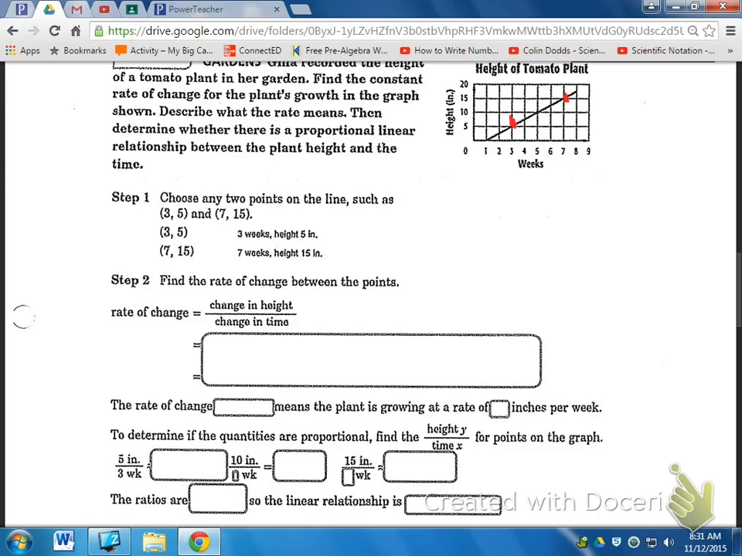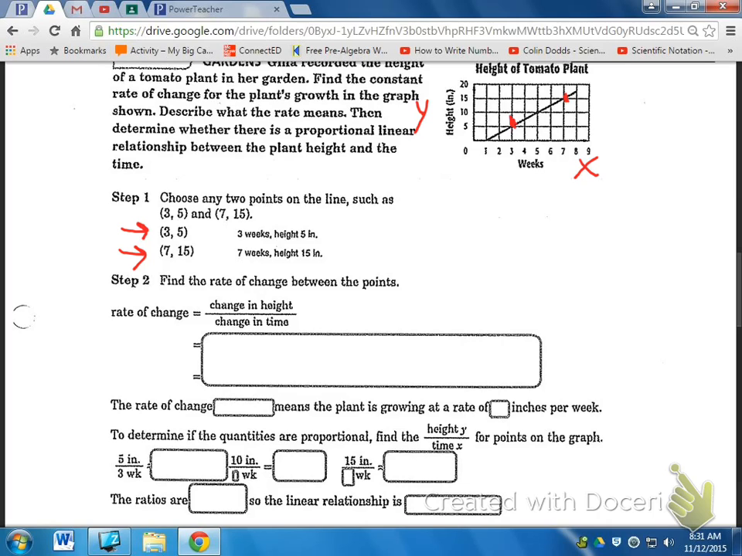So they have written the points down. Now remember, weeks are X, height is Y. The first point is 3, 5, and the second point is 7, 15. The 3, 5 means in 3 weeks it's 5 inches tall. The 7, 15 means in 7 weeks it's 15 inches tall. So we're going to find the rate of change between those 2 points.